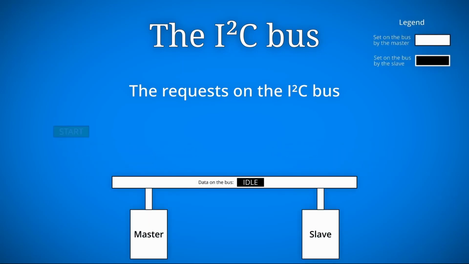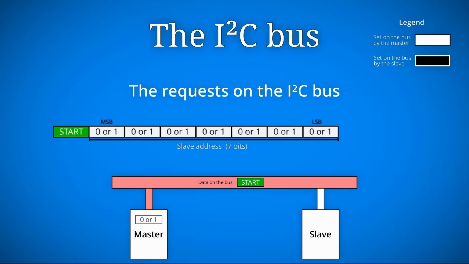A request always starts with a master setting the start signal on the I²C bus. This signal can only be generated when the bus is free, idle, when it is not used by any master. After sending the start signal, the master must indicate which slave is the target of the request. To do it, it sends the 7 bits of the slave address. We can note that the address is sent the most significant bit first.